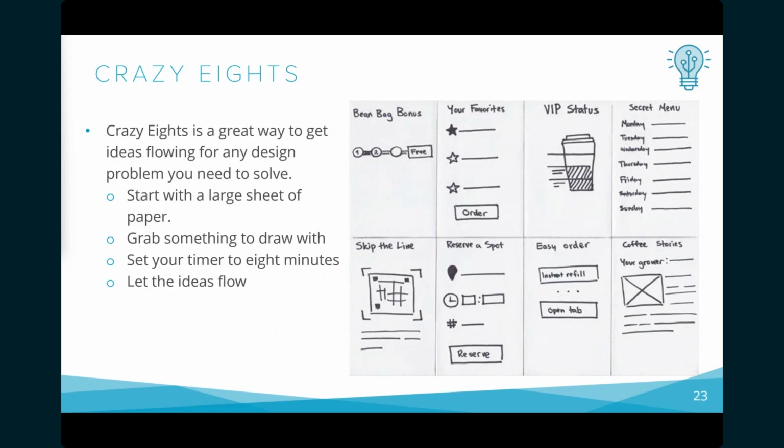Start with a large sheet of paper, fold the paper in half, then fold it in half again, then in half one more time. When you unfold the paper, you will have 8 squares to sketch in, as shown here. Next, grab something to draw with, set your timer to 8 minutes, and let the ideas flow. Draw any and every solution that comes to your mind. If you have more than 8 solutions, feel free to repeat the exercise.